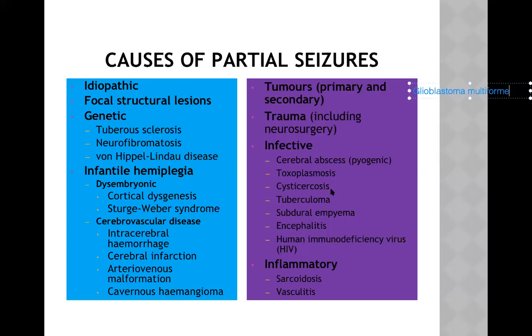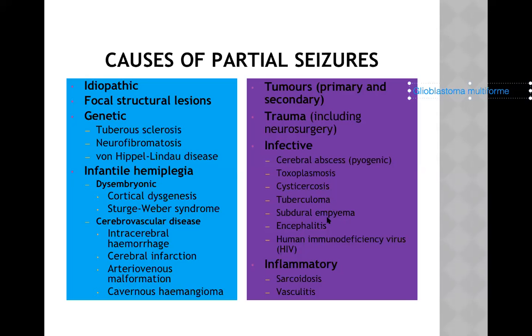What is the scientific name of that tapeworm? Taenia solium. Excellent. This is Taenia solium. Very good. Tuberculoma is a nodular lesion. It's a type of mass-like lesion inside the brain, which is seen in central nervous system tuberculosis.